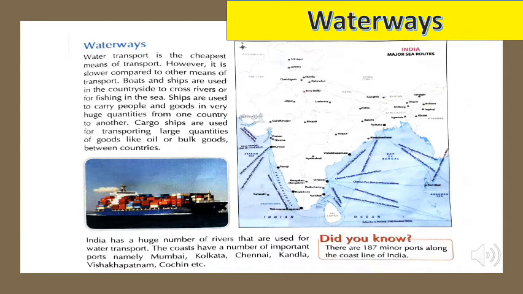Last paragraph of this page. India has a huge number of rivers that are used for water transport. The coasts have a number of important ports, namely Mumbai, Kolkata, Chennai, Kandla, Vishakhapatnam, Cochin, etc. These are a few ports. What are ports now?